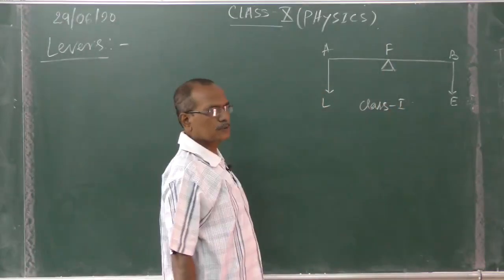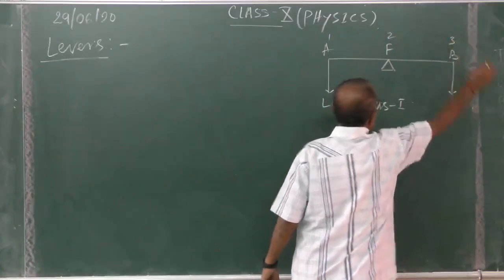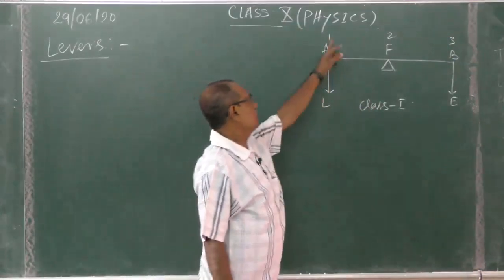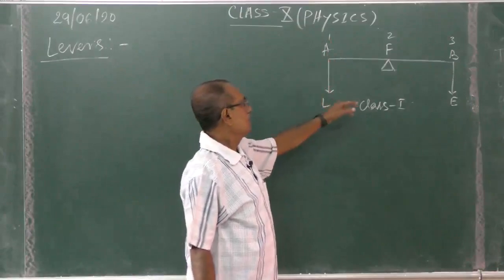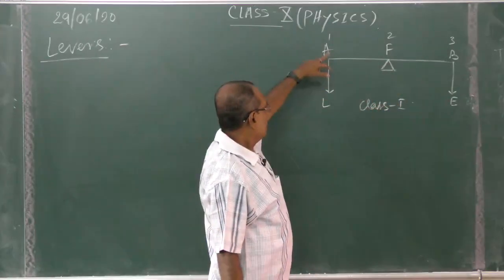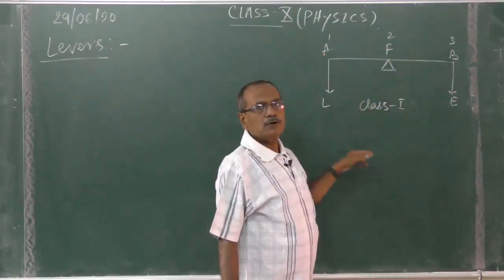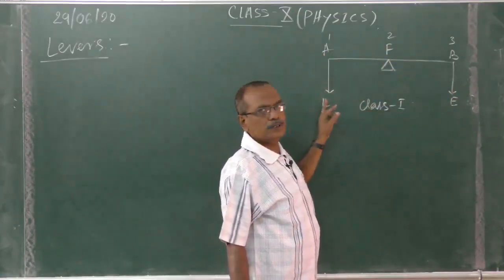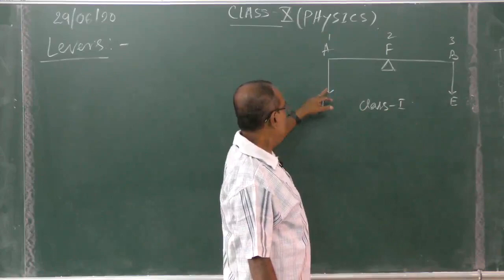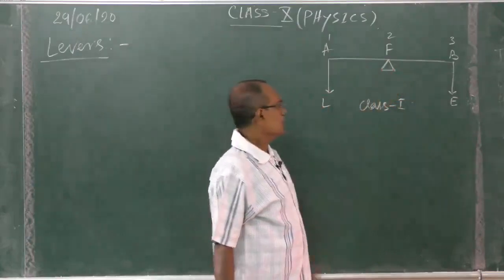Class 1 lever. If we are marking in this way, 1, 2, 3. Now the position of load is 1, then the fulcrum, then the effort. Just see, if you apply effort, then it will rotate in the clockwise direction. In your book effort is given here and load is here, no problem. Now due to load it will rotate in this way. So this is anti-clockwise, is it?